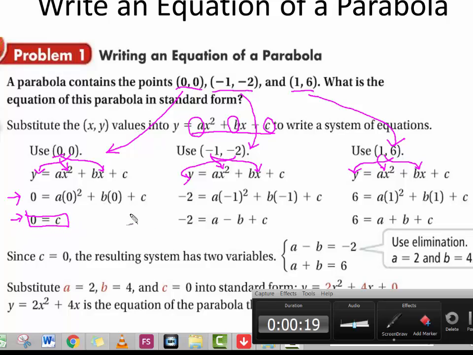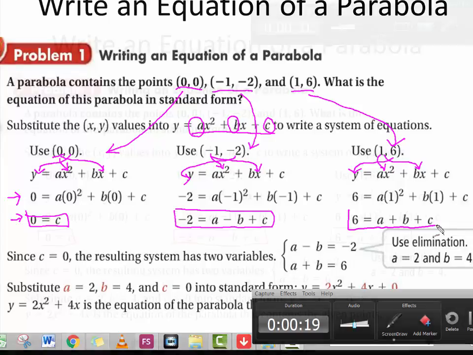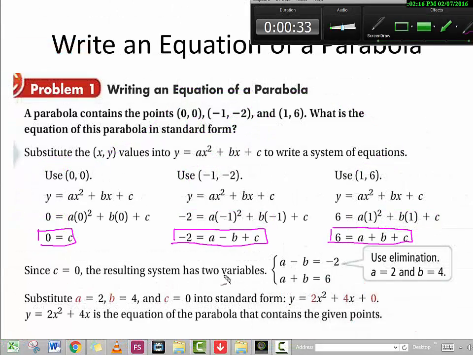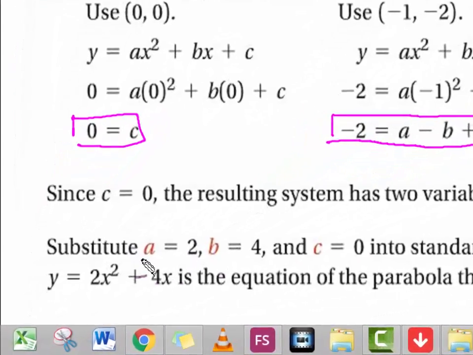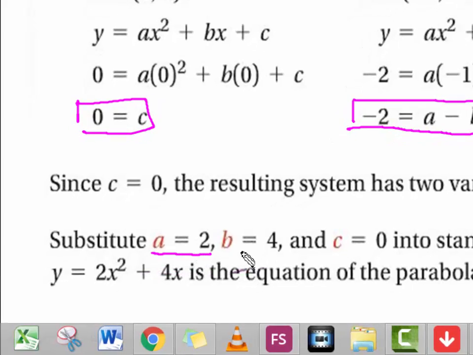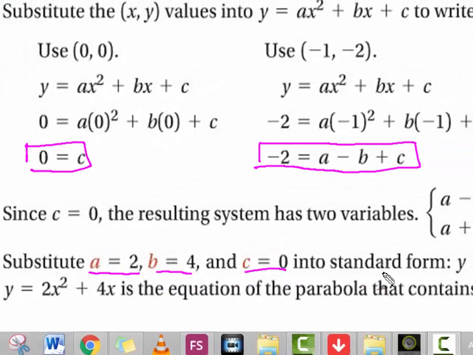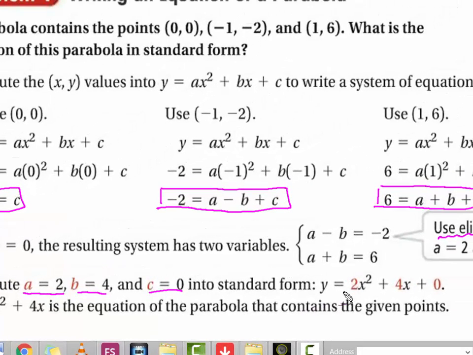Equation 1 right here, equation 2 right here, and equation 3 right here. Now that you have 3 equations, you can just go back to the concept you learned last time to solve for 3 variables. In this case, we use elimination, and then we can solve a, b, and c. Once we got that, a equal to 2, b equal to 4, and c equal to 0, we can plug all these variables back to the equation.